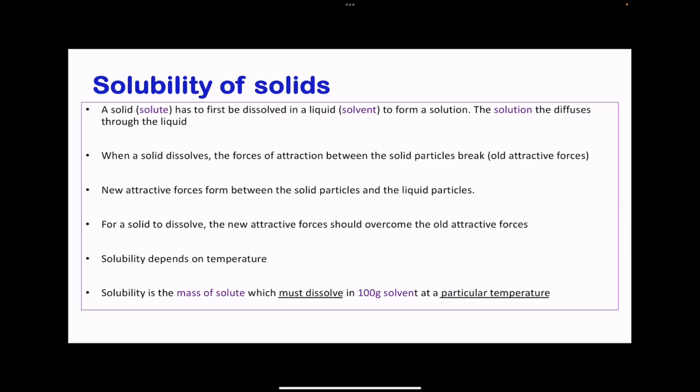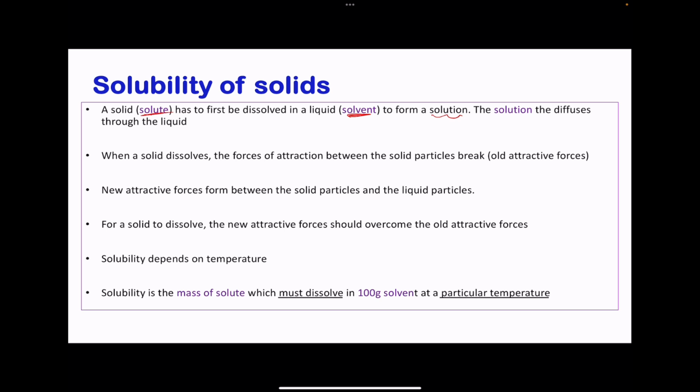Now solids do dissolve in liquids, and we can study their solubility. However, for solids, we have to consider a solute, a solvent, as well as a solution. A solid, which is the solute part, has to first dissolve in the liquid, which is the solvent, in order to form a solution, and this solution is going to diffuse through the specific liquid.